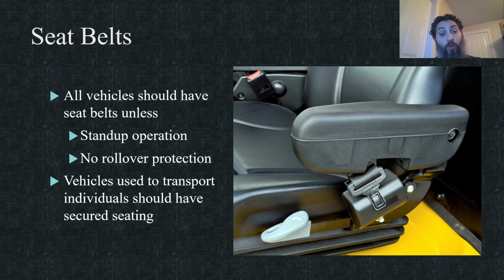In this case, you wouldn't want a seatbelt in the case that you would need to quickly get out of harm's way because you have no rollover protection. If the vehicle goes to roll over, you don't want a seatbelt on in that case, you want to be able to quickly jump off the vehicle to prevent bodily harm. Also, vehicles that are used to transport employees should have seats that are secure, and they should be adequate for the number of employees that are being transported.